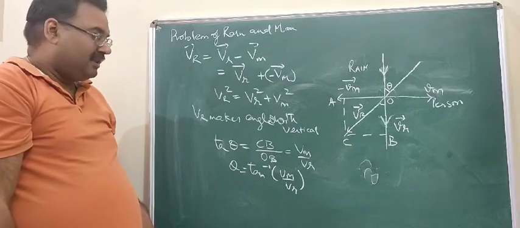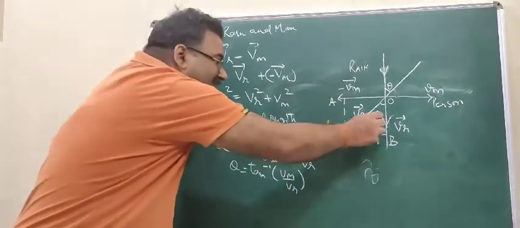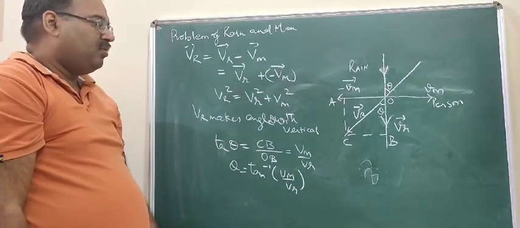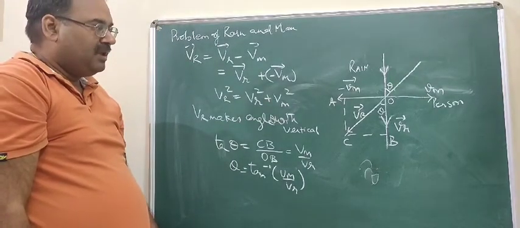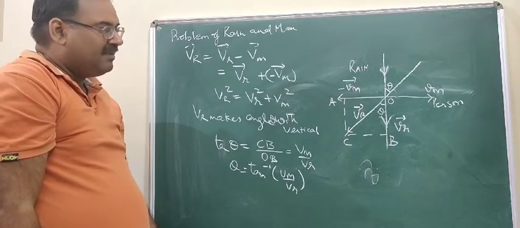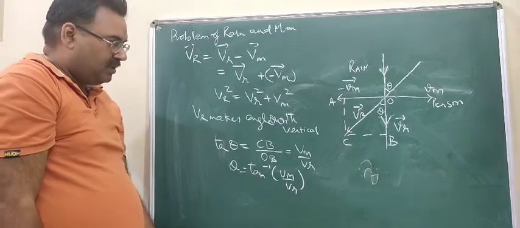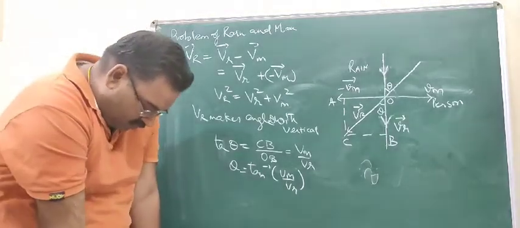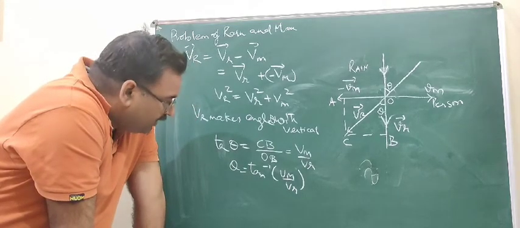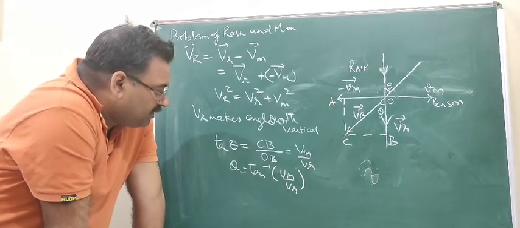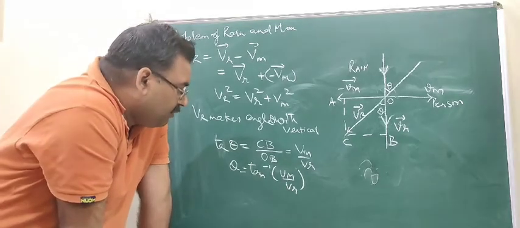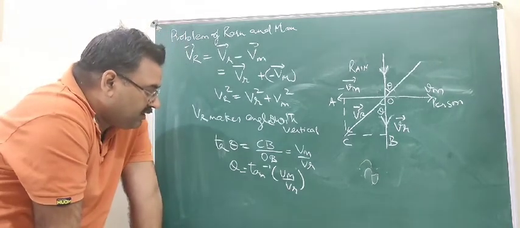The angle tan theta. Here we will find out the tan theta. This is theta here. Tan theta क्या होगा, CB upon OB. CB क्या था VM और OB क्या है VR. So CB upon OB is equal to VM upon VR. Tan theta is equal to VM upon VR. So theta is equal to tan inverse VM upon VR.